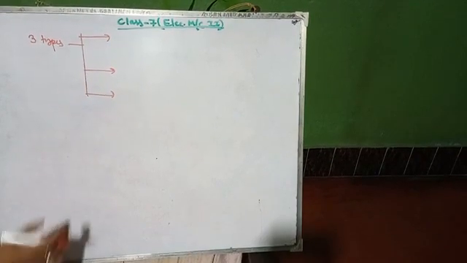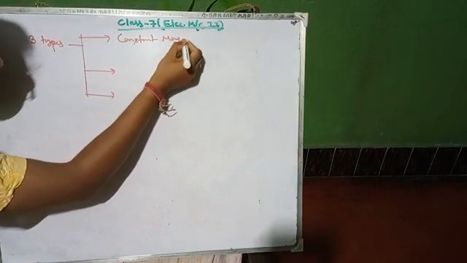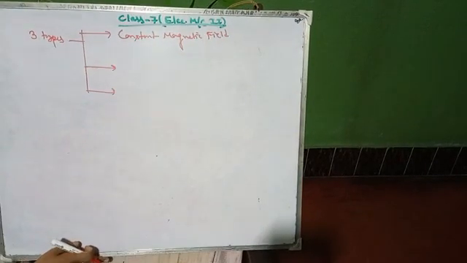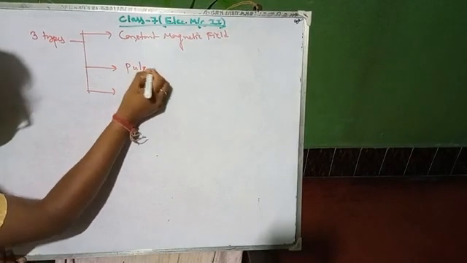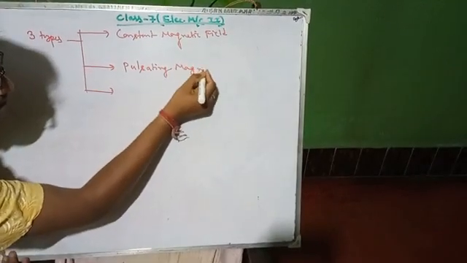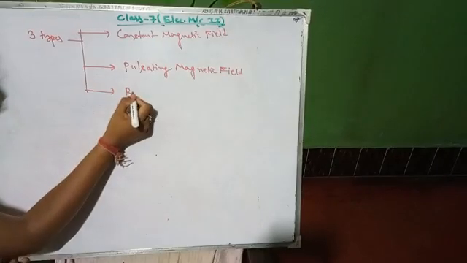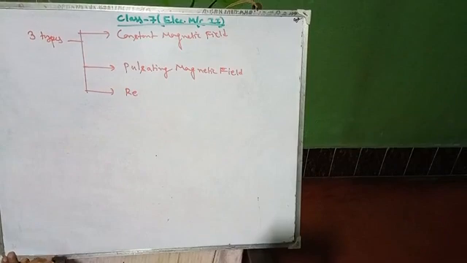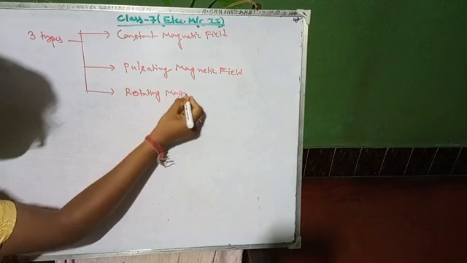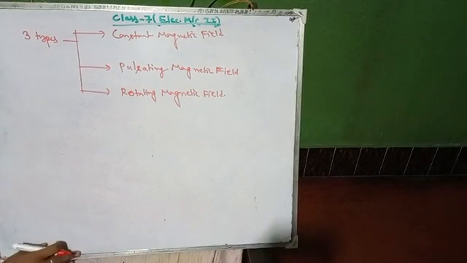First one, the constant magnetic field. Next one, the pulsating magnetic field. And third one, the revolving magnetic field or rotating magnetic field. So these 3 concepts you have to understand.